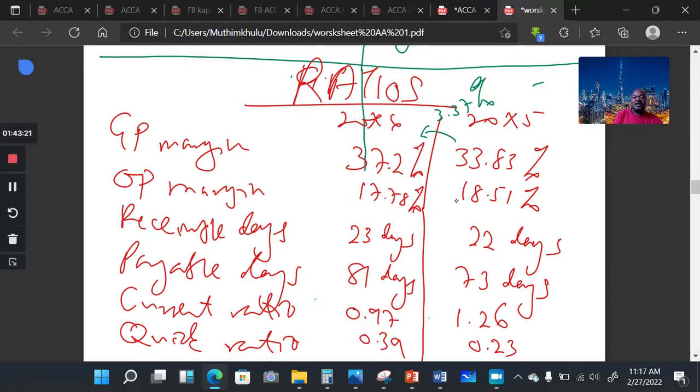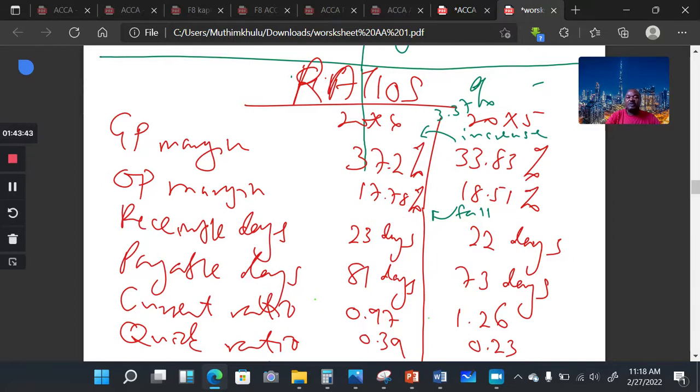What about the increase in operating margin? Operating margin has not increased but is falling. This is a fall. This is an increase.